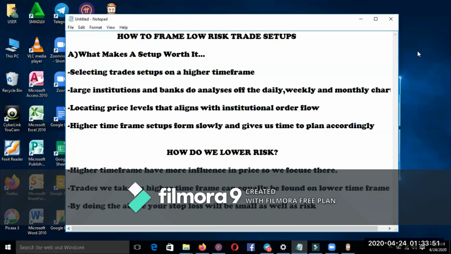What do you mean? If you see your setup on the higher time frame, it is very good for you as a beginner trader, because once you break that setup into a lower time frame, you see how precise and accurate you become.